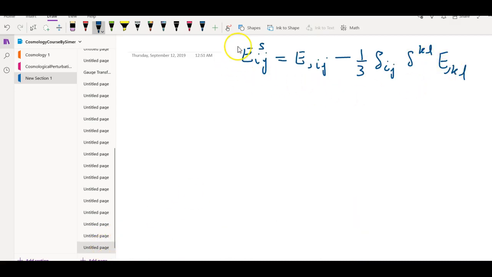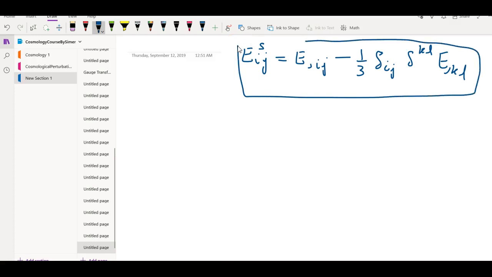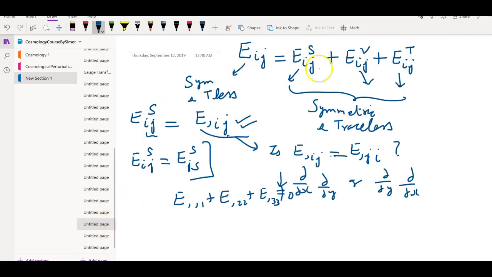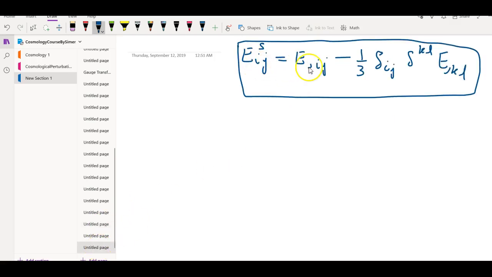So from this EIJS, I have extracted a scalar E. So EIJS is equal to scalar E, and this is scalar E. From this EIJS, I have extracted a scalar E, which is a function of X alpha.